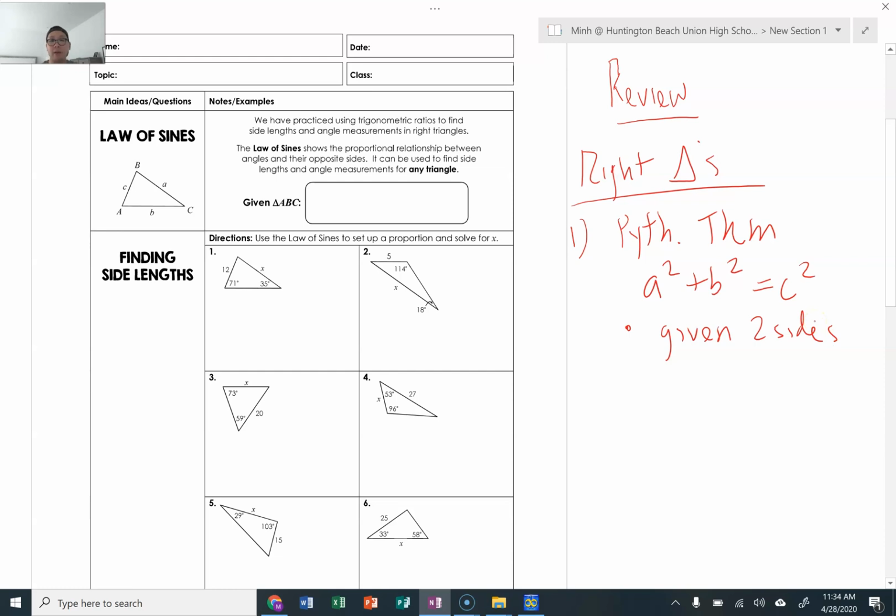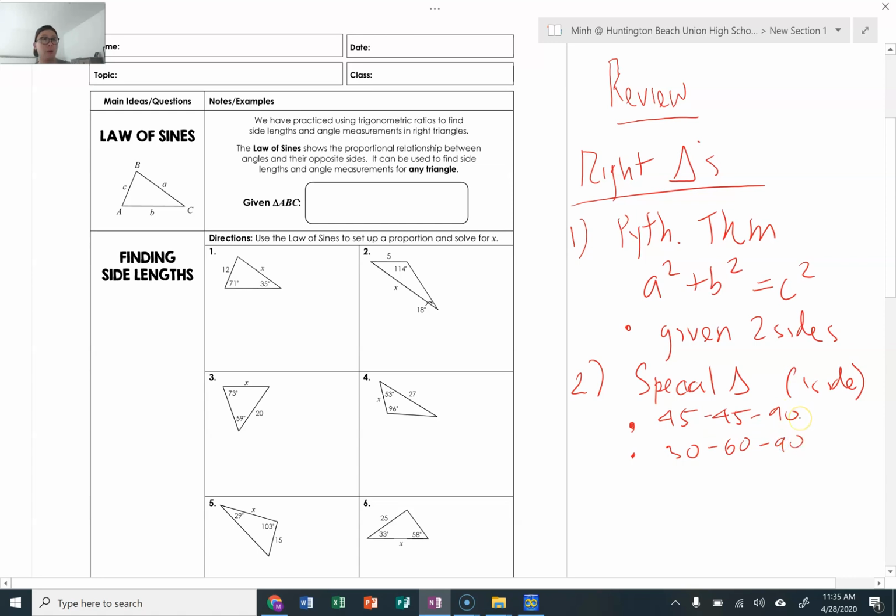Okay, but if they don't give you two sides, but they give you a special triangle, then you need to say, okay, well, you're given one side, and you notice that your angles, all three angles, are either going to be a 45, 45, 90, or it's going to be a 30, 60, 90. All right, we're not going to go over the formulas for this review. I want you guys to go ahead and look at the previous lessons. It's under special triangles. I believe it's a couple weeks ago.